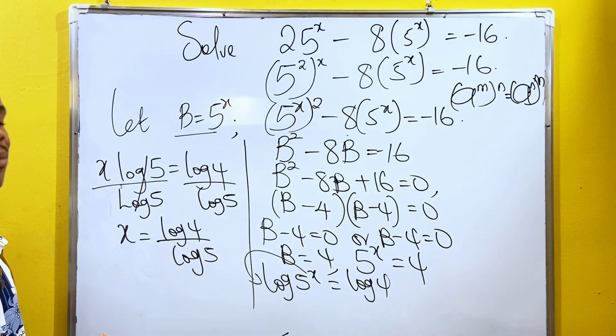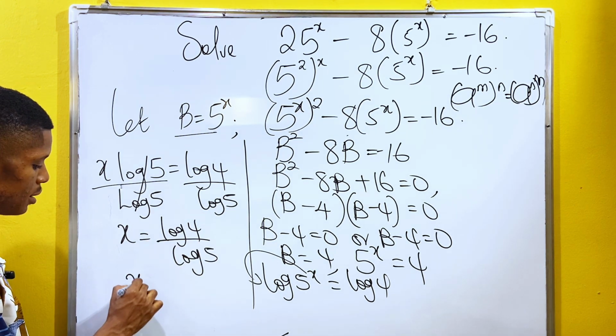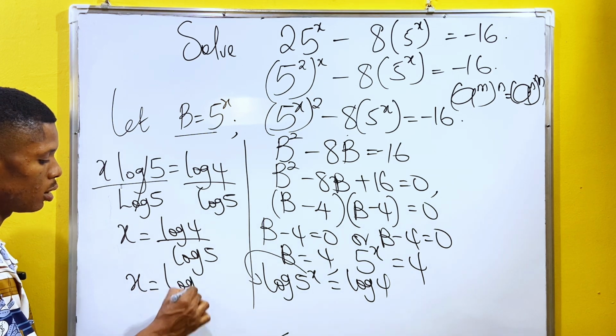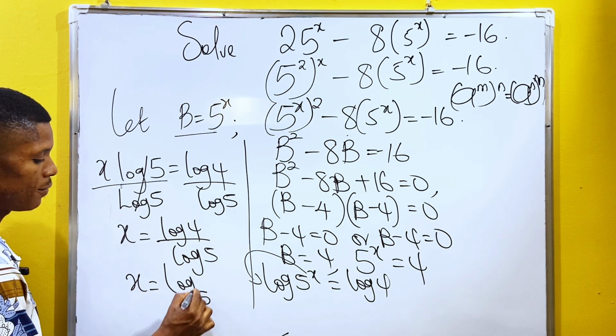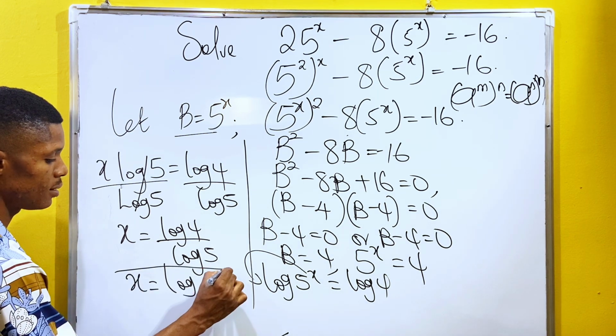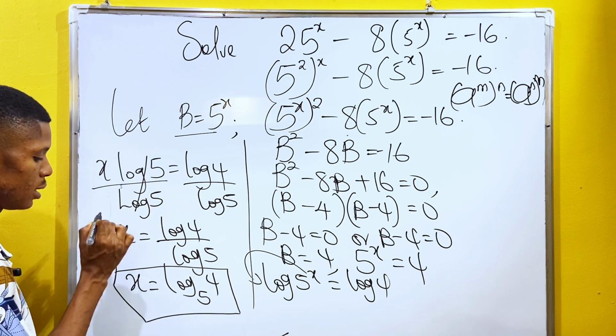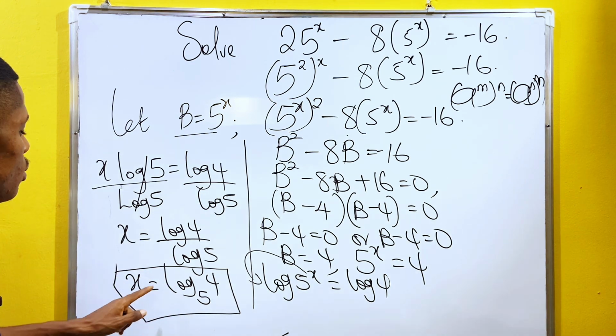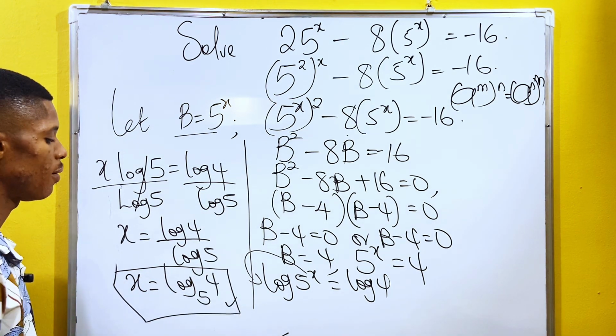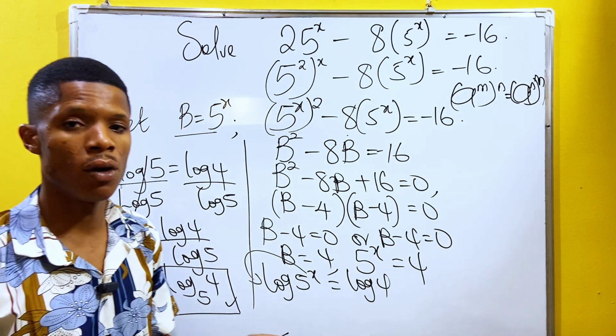Now we use change of base. That means in a common base, x is equal to log of base 5 of 4. And this is the required solution for x. That means the actual solution is that x is log of base 5 of 4.